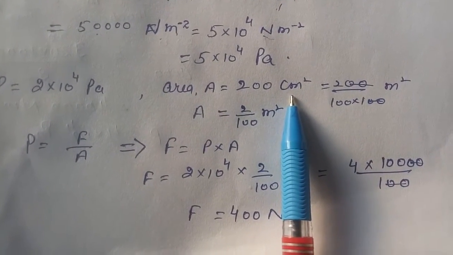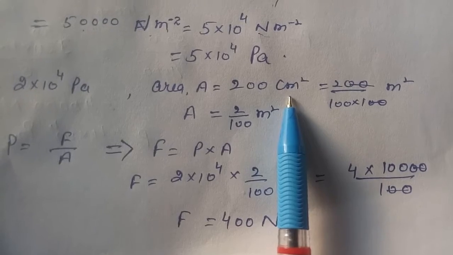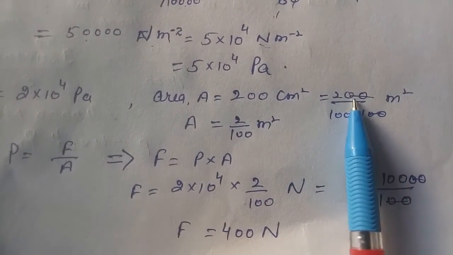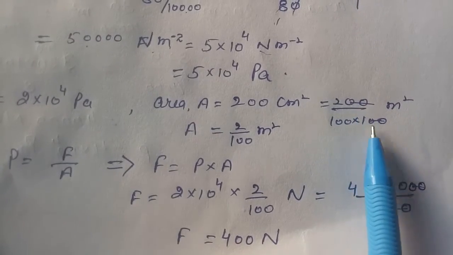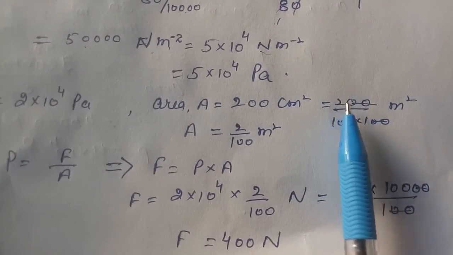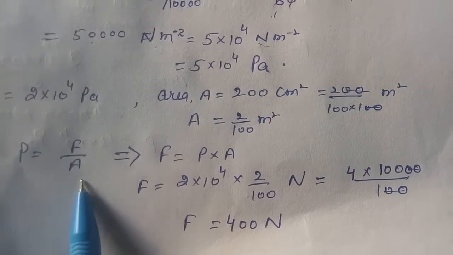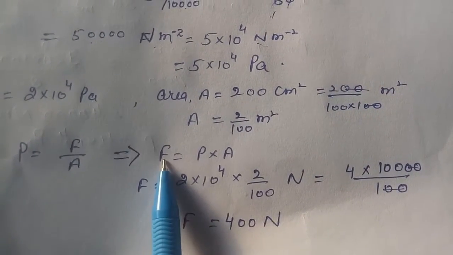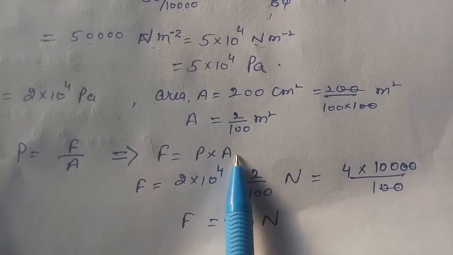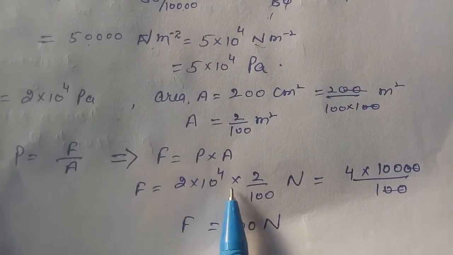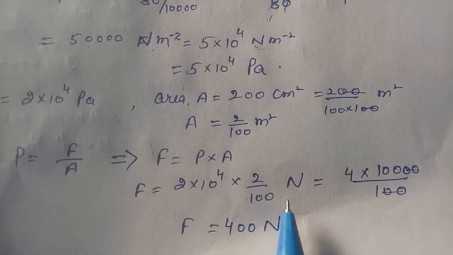Once again we will convert it into SI unit, that is meter square, divided by 10,000. So zeros cancel with the zeros, look at that, 2 zeros here, 2 zeros cancelled, and we have 2 over 100 meter square. And as we know that pressure equal to force upon area, so force equal to pressure multiply area. So put the value of pressure, 2 into 10 raised to power 4 multiply area 2 divided by 100.